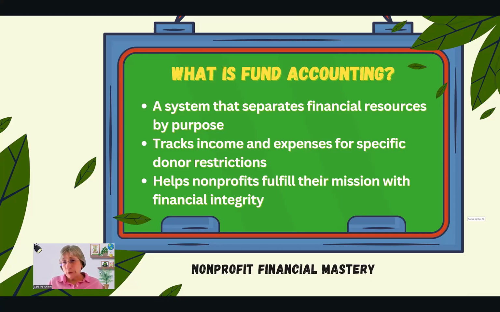Fund accounting also gives us a way, using usually automated accounting software or a spreadsheet, because us nonprofit people, we love our spreadsheets, to track the income and the expenses for those specific donor restrictions. And then it helps us to fulfill our mission and to demonstrate financial integrity. If you ever want to get rid of a grantor, do things in a way where they don't feel like you are being on the up and up and taking good care of their funds. That's the best way to lose a donor. Fund accounting can keep that from happening.